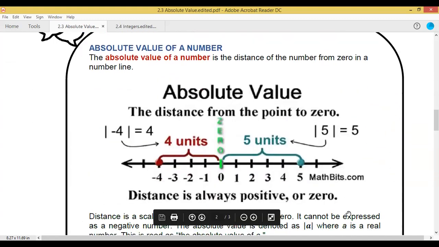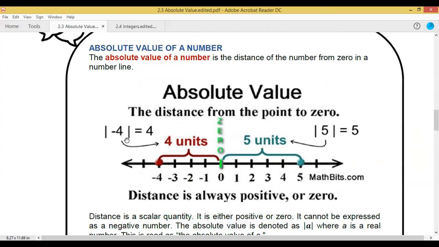Now, what is an absolute value? An absolute value of a number is the distance of the number from zero in a number line. And since we're talking about distance, it is always positive or zero. An absolute value is represented by the absolute value bars.